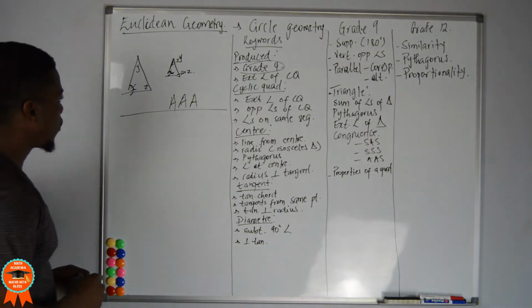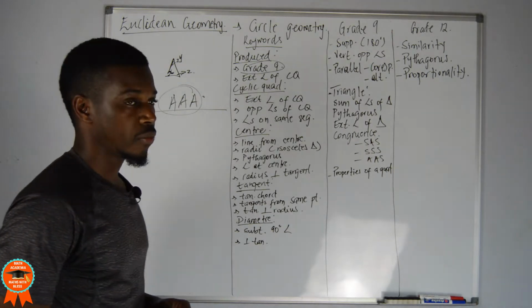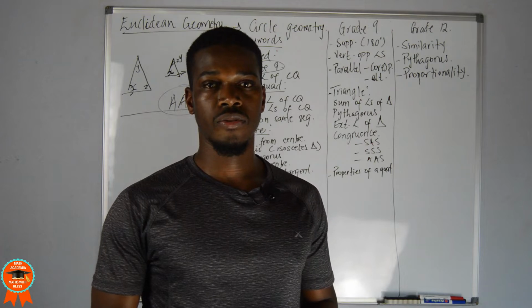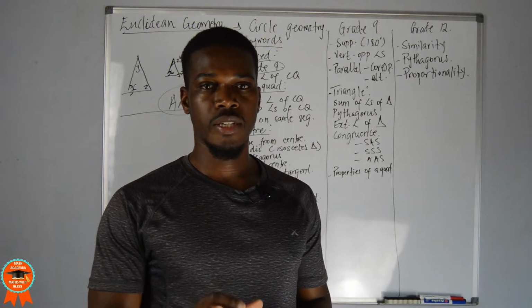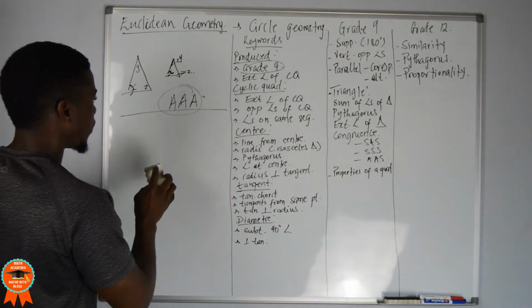Then how do you use this similarity? How do you use similarity? We use similarity to solve for angles and also to solve for sides, in most cases to solve for sides. Then now let's go to Pythagoras.